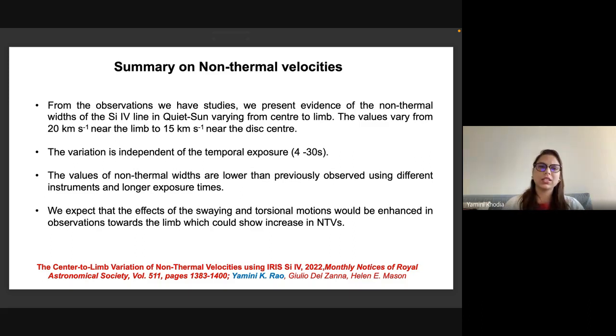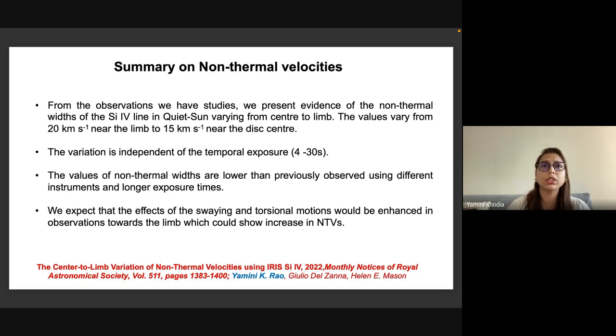So in this study we present that these non-thermal velocities have a center to limb variation, which shows 20 kilometers per second average non-thermal velocity near the limb, and 15 kilometers per second near the disk center. And these variations are also independent of the temporal exposure, where we see that IRIS exposure times ranging from 4 to 30 seconds don't have any effect.